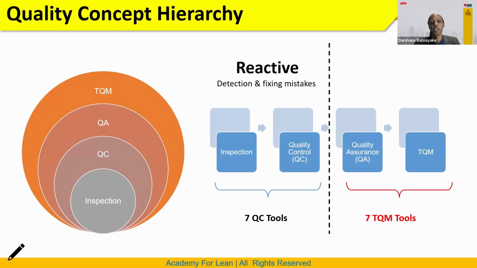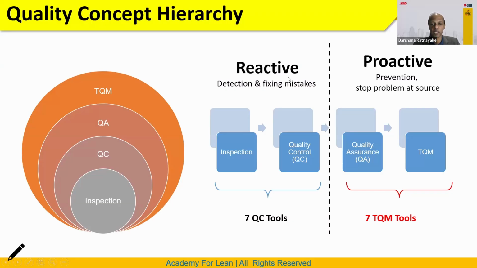Then we find the causes and we try to solve the problem. That's called reactive problem solving. For that, we use 7 quality tools. That's what we learn in the 7 quality tools lesson. And today we are learning 7 proactive tools, discussed under TQM. That is why it's called TQM tools.